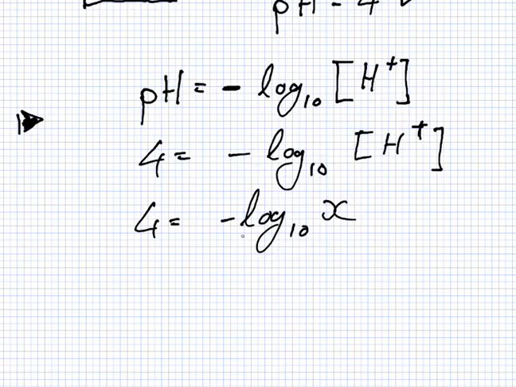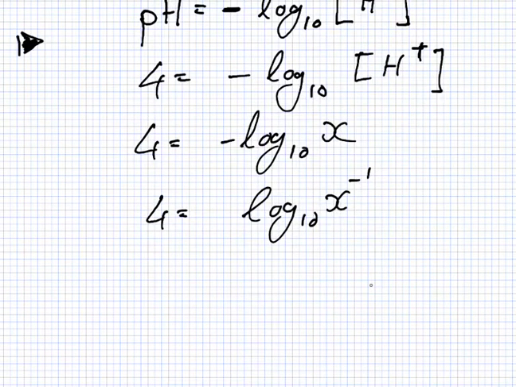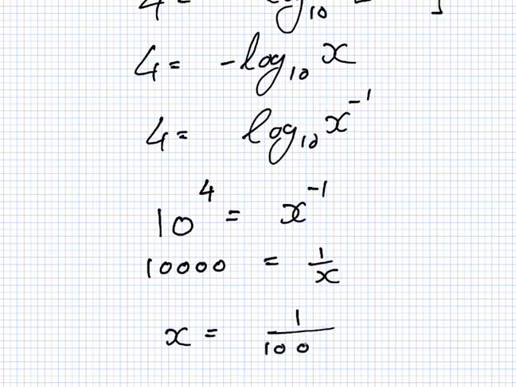Now if you want, you can take this minus up the top. So you get 4 equals log 10 of x to the minus 1, if you like. Or you could have taken the minus over to the left, doesn't really matter. So you know 10 to the power 4 equals x to the minus 1. So you get 10,000 equals 1 over x. So x equals 1 over 10,000.